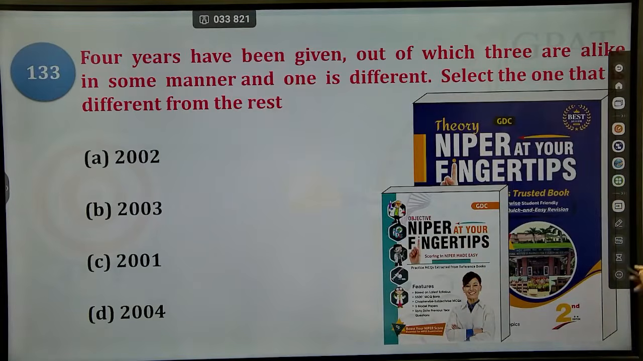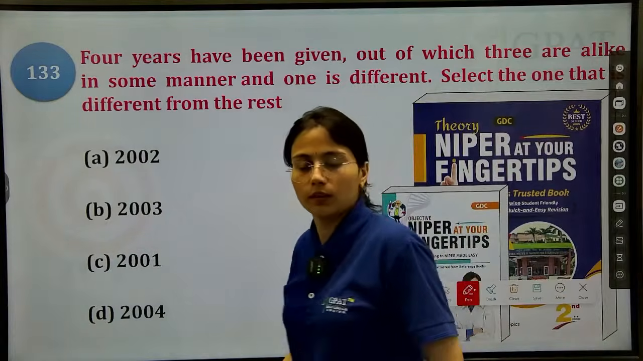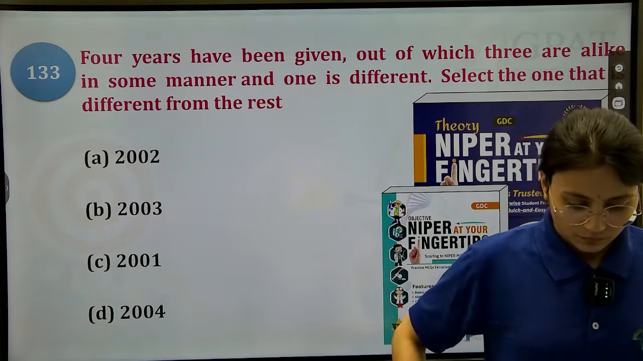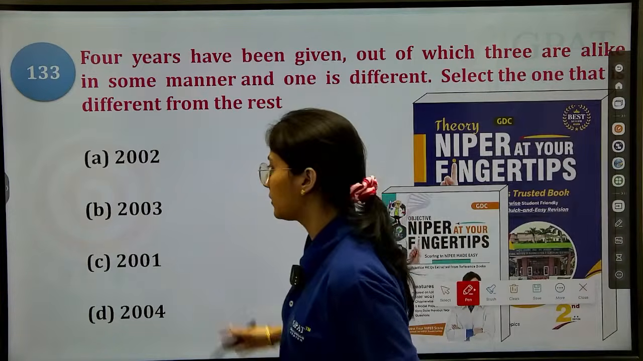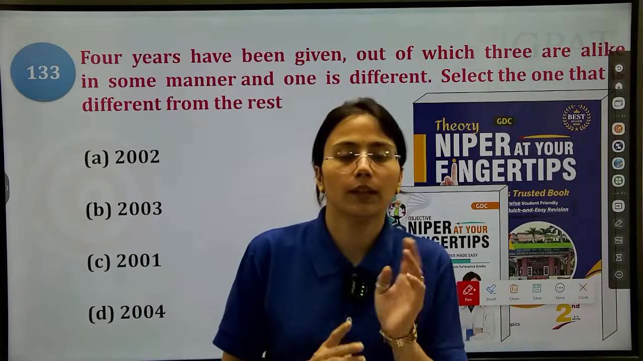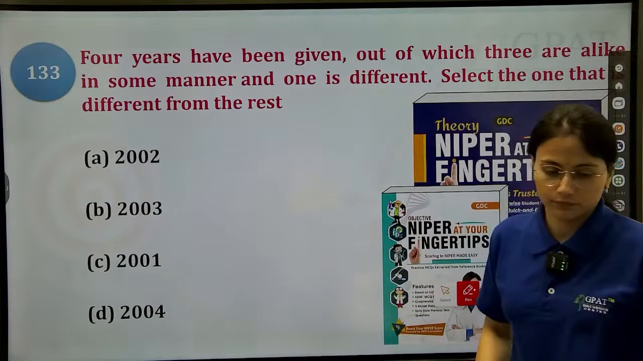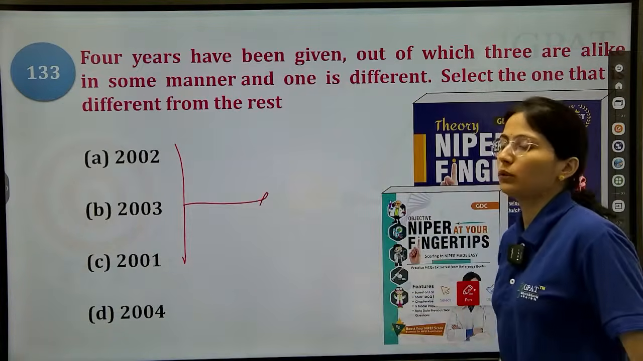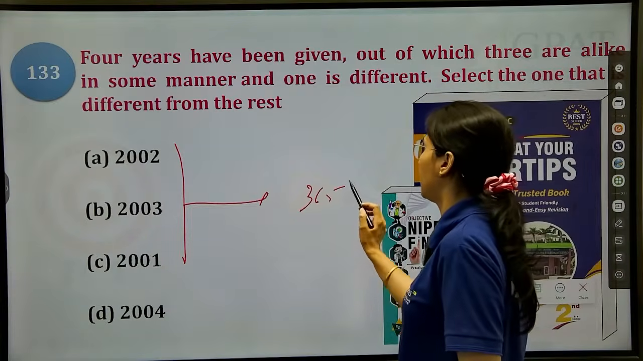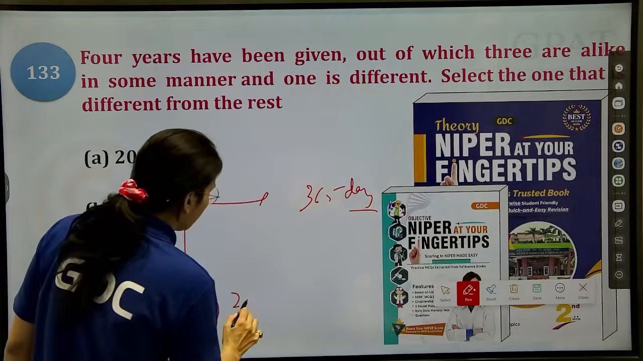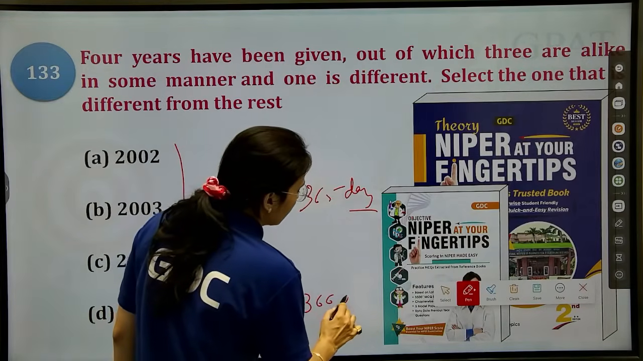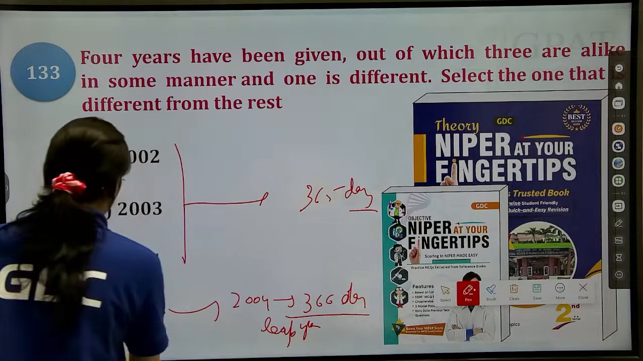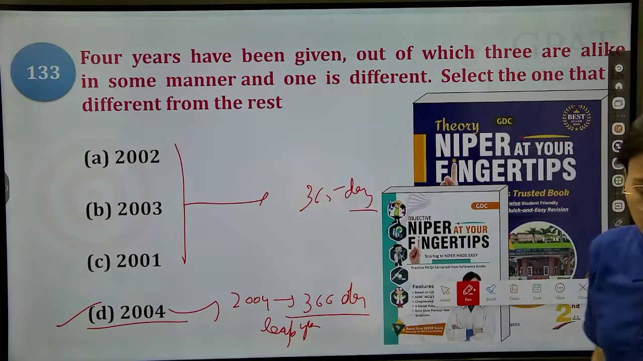Four years have been given, so three are similar in some way. You have to find the odd one. Four years are given in that option. Three are similar, one is odd. So 2001, 2002, 2003 have 365 days, but 2004 has 366 days, that is a leap year. So option D is correct.